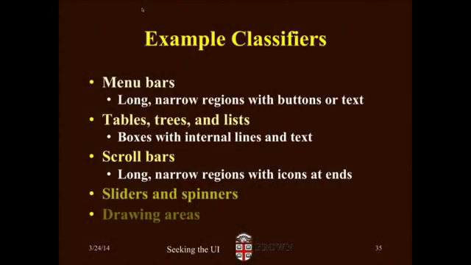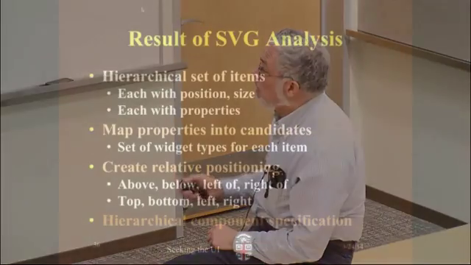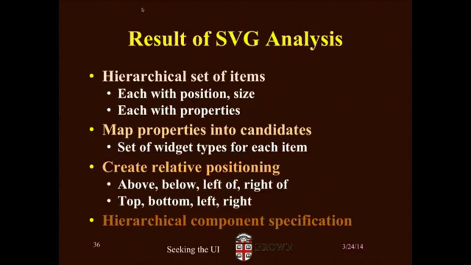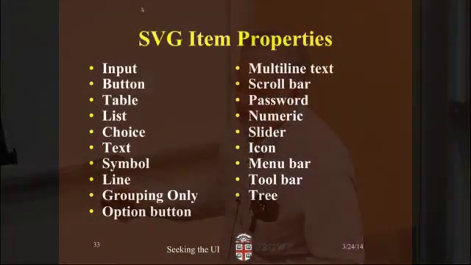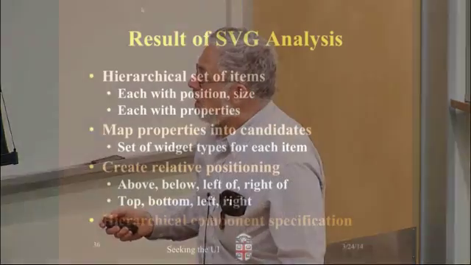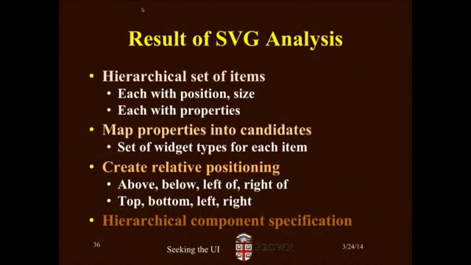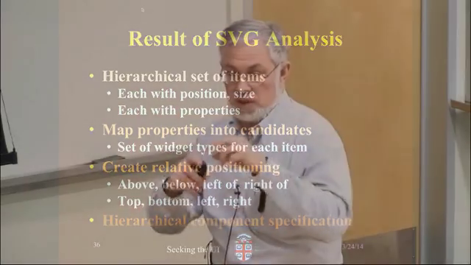And we have lots of different ones that go there. We now get a hierarchical set of items. You have nesting here. Each item has a position, has a size. Each has properties, which are these things we can assign to it. We now map each of these items into a candidate by saying this item can be one of these types of widgets. This is the only place we're Swing specific. If you wanted to use Android or some other toolkit, you just use a different mapping here. So we'll say this can be a text field or a text region or whatever it can be.